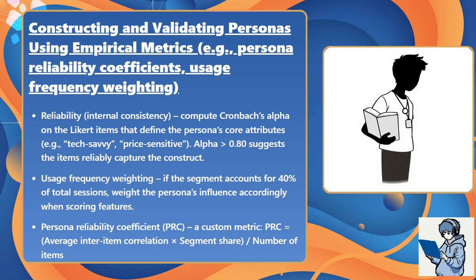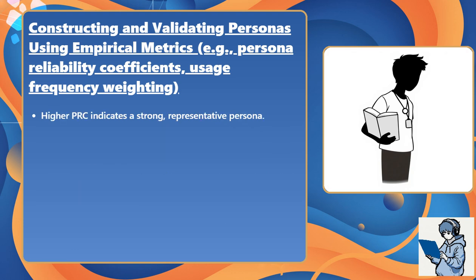Persona Reliability Coefficient, PRC, a custom metric. PRC equals average inter-item correlation times segment share divided by number of items. Higher PRC indicates a strong representative persona.